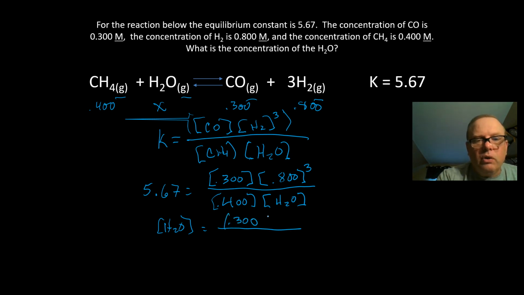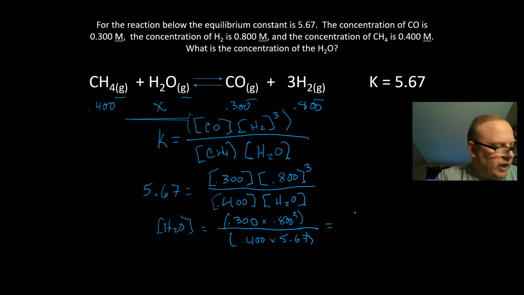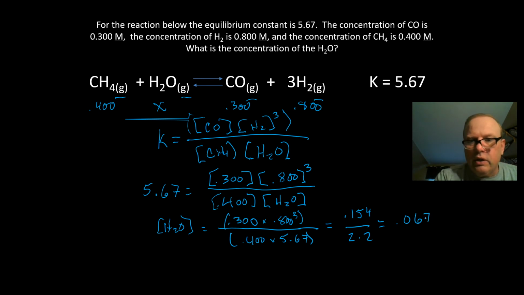0.300 times 0.800 cubed divided by 0.400 times 5.67. I just flipped the water and the K value mathematically. That's what I did. And I then got an initial value here of 0.154 on the top. On the bottom, 2.2, and that gave me a final value of 0.0672 molarity, and that is the water concentration.